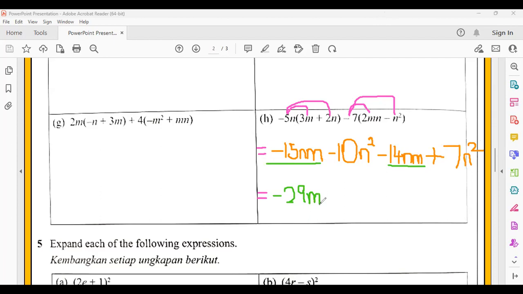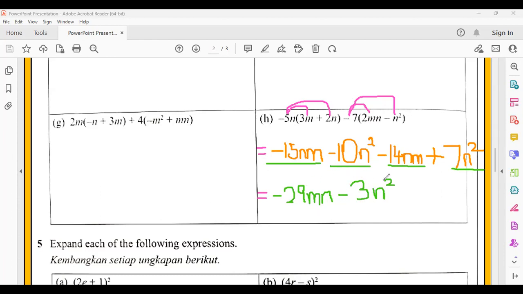I see your answers coming in, right? Okay. And then the second part, negative 10n squared plus 7n squared. So you're still at negative, and plus 7, you're going to be at negative 3 still, since negative 10 plus 7 is negative 3. And then n squared will just follow. Very good. Fatin, negative 29mn minus 3n squared. Good. Natasha, negative 29mn minus 3n squared. Good. Durgashini, I don't know where you have gone to that answer, but do you understand this now?